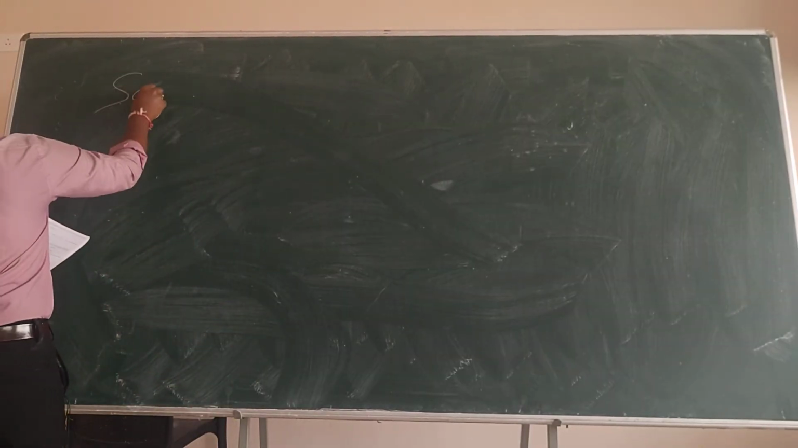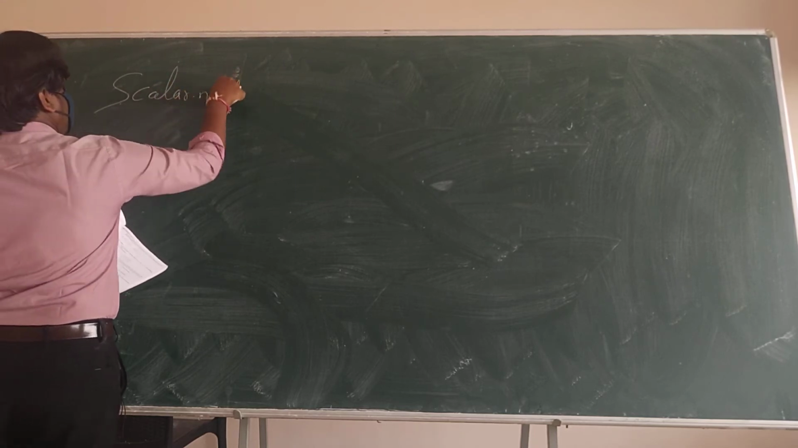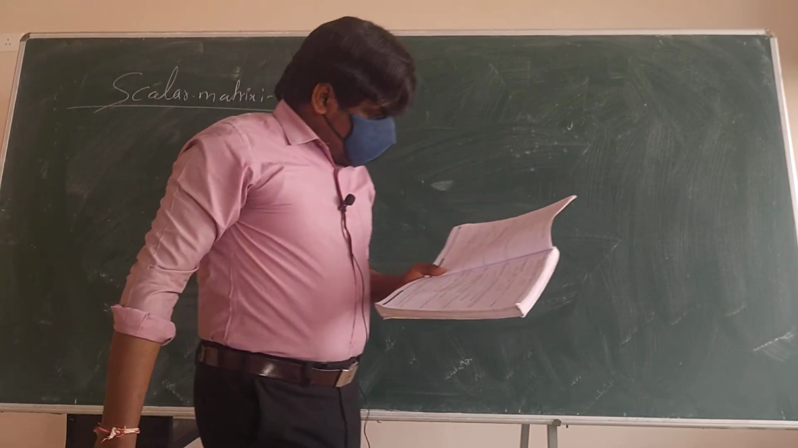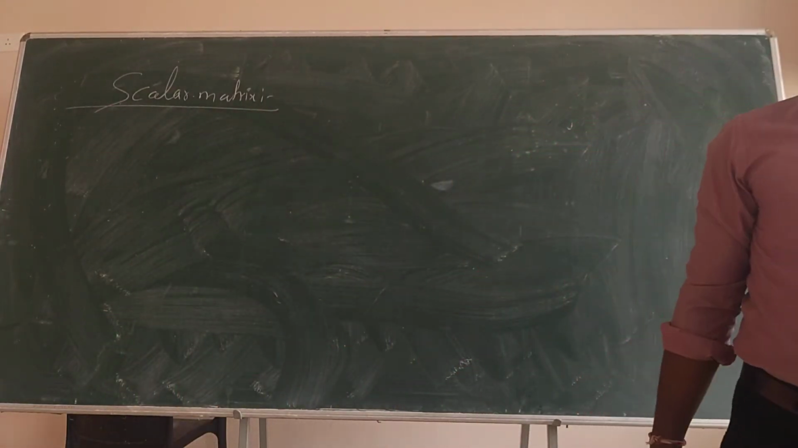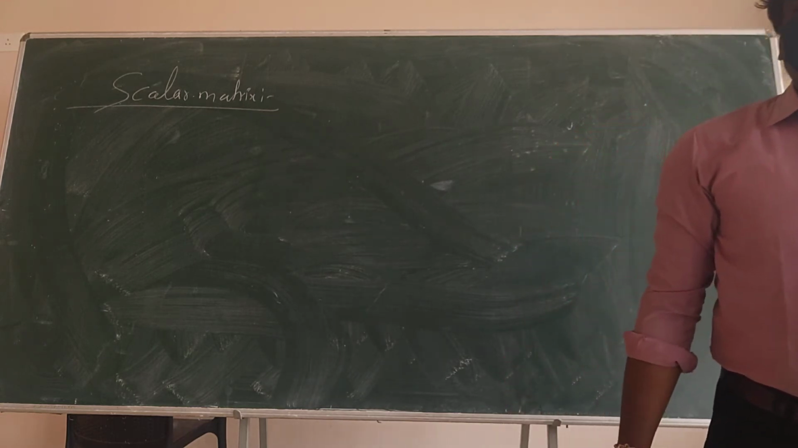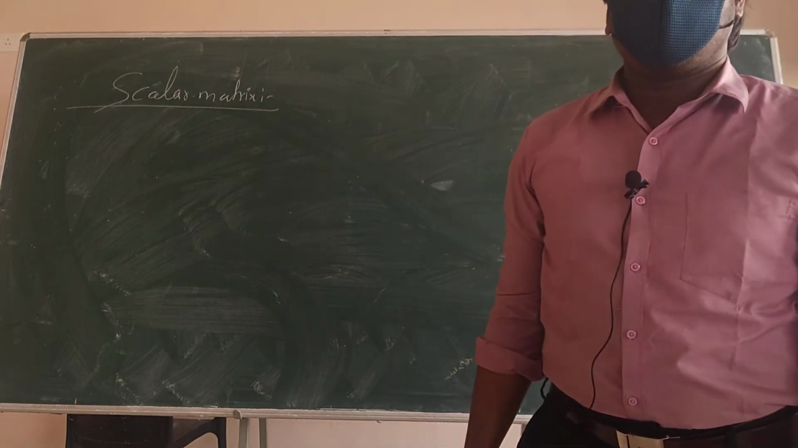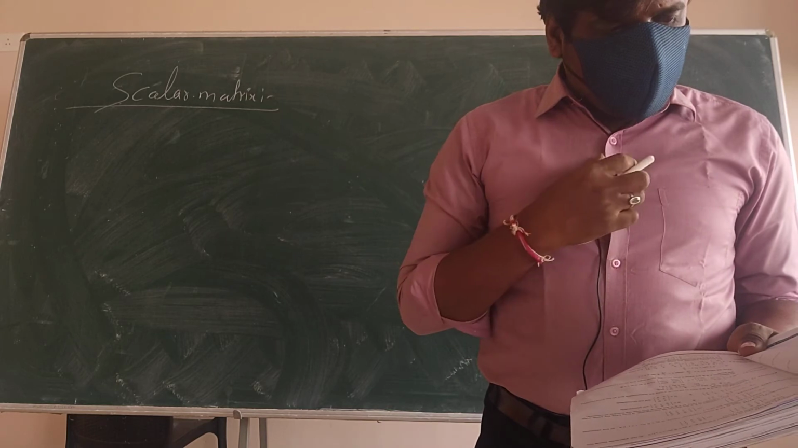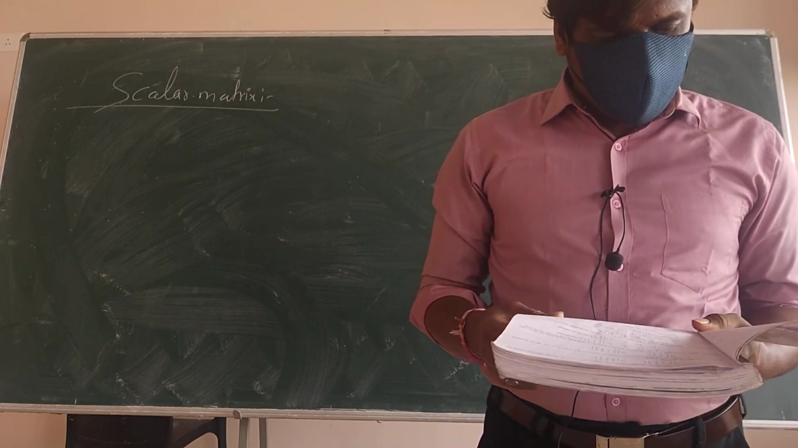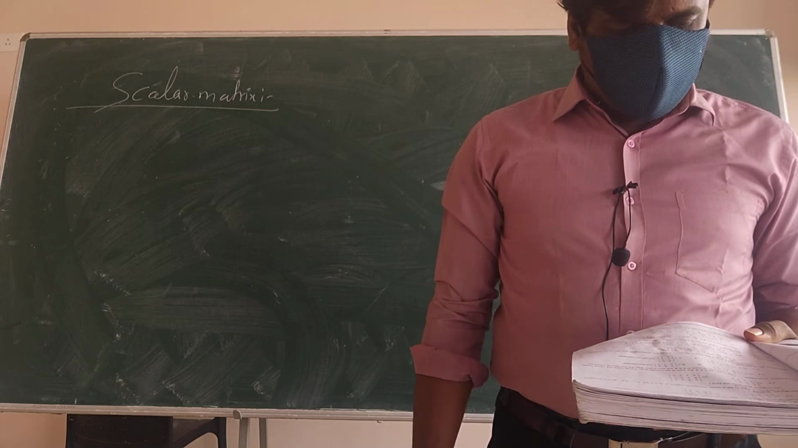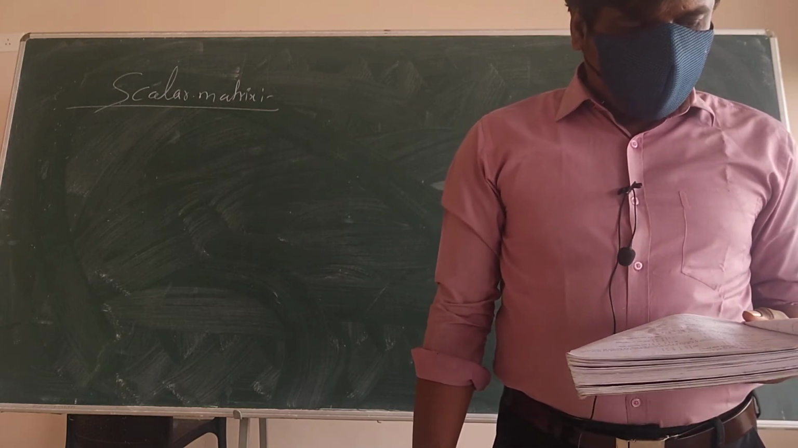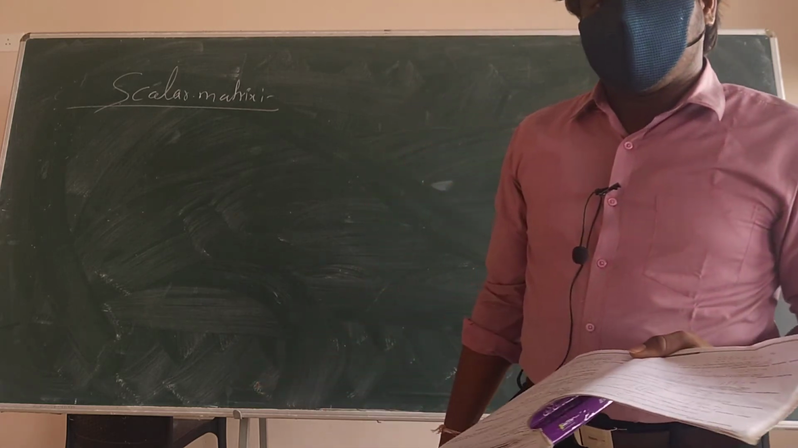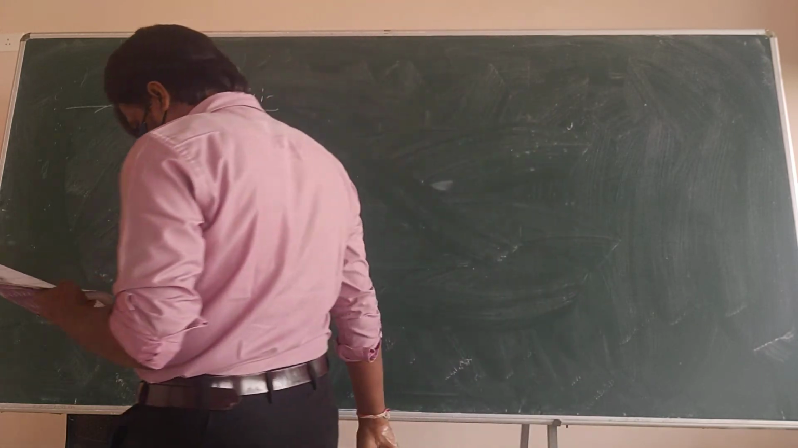Scalar matrix. A scalar matrix is a diagonal matrix in which all the diagonal elements are the same. Write it down: a scalar matrix is a diagonal matrix in which all the diagonal elements are the same.